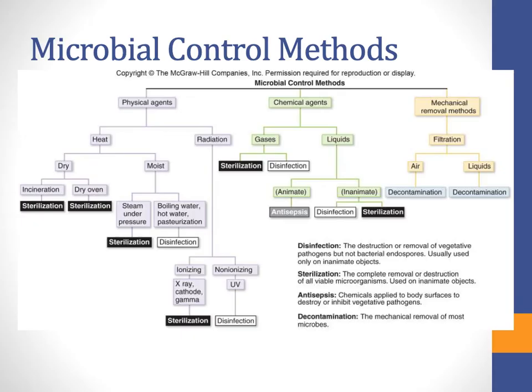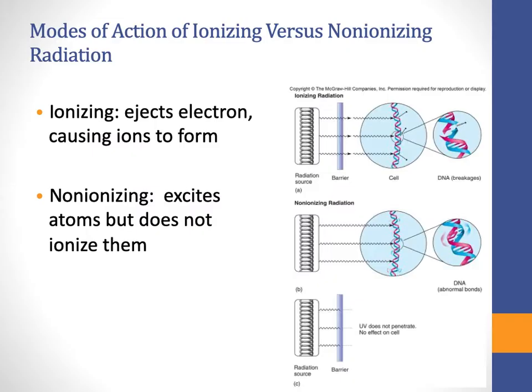So then looking at radiation, there's two different forms of radiation. There's ionizing radiation. This is where an electron gets ejected, and this causes ions to form. And so this can cause DNA breakage. And so if there's breaks in the DNA, then the DNA is not able to replicate.